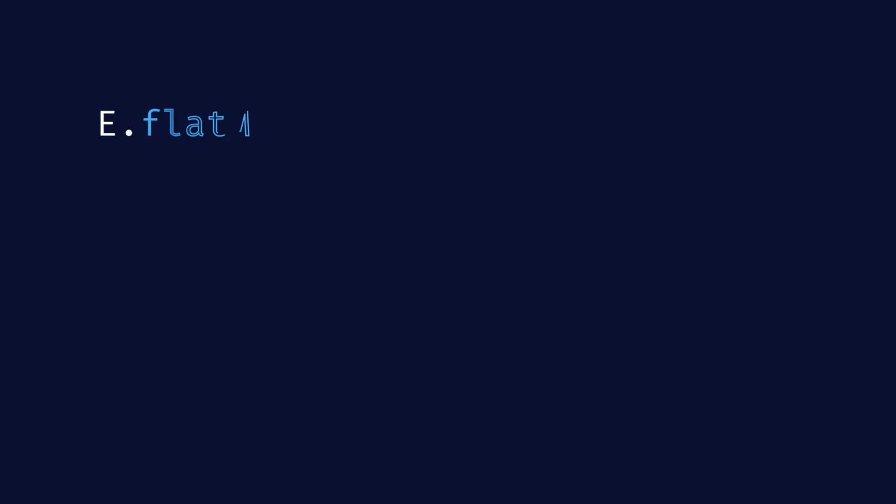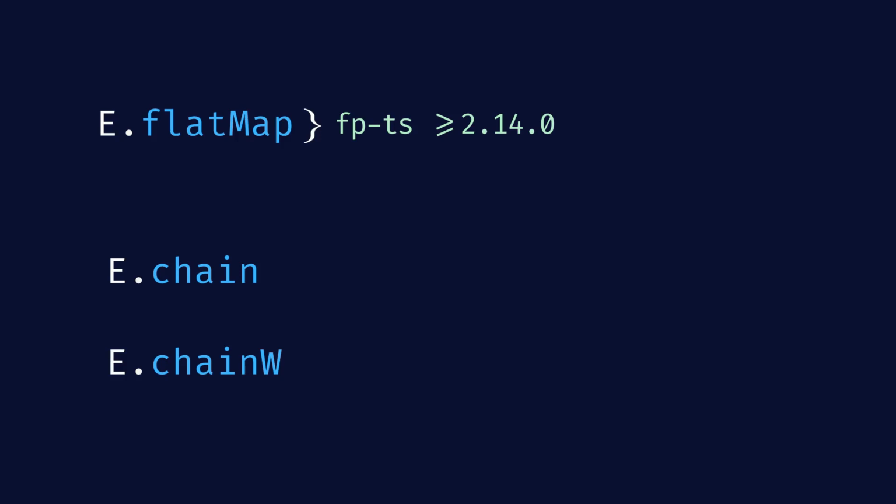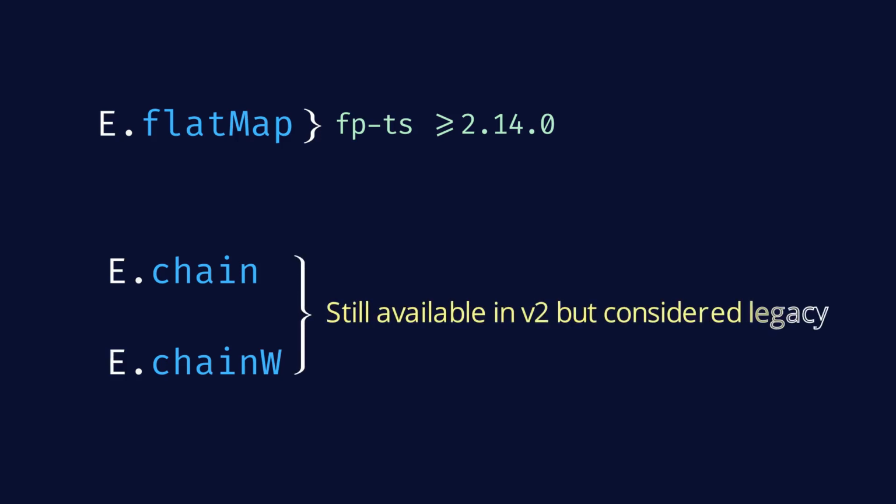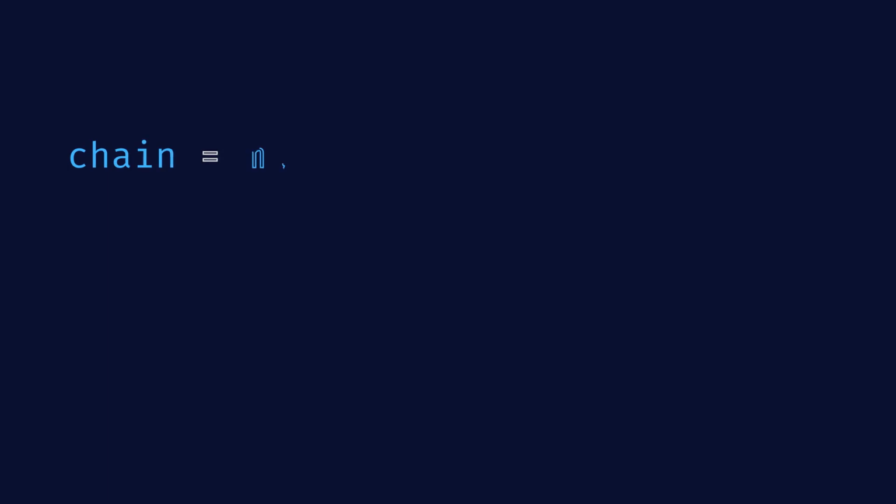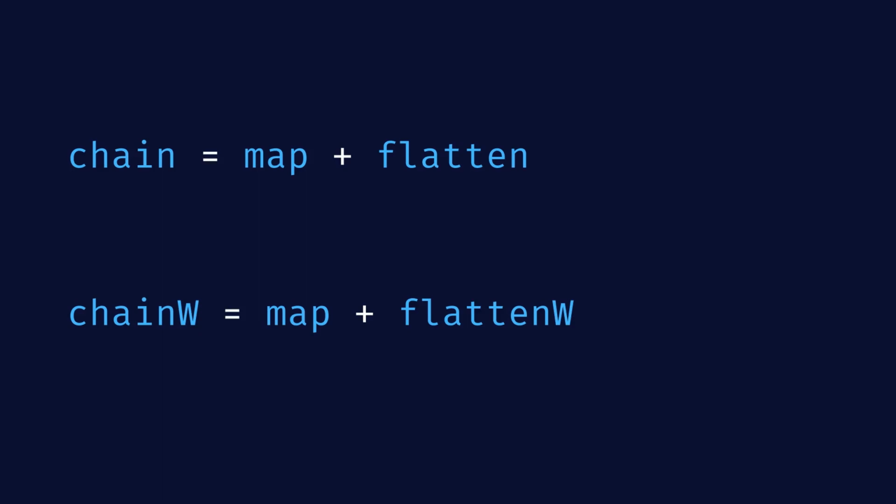It's important to note that Either flatMap was introduced in fp-ts version 2.14.0. In prior versions, the equivalent functions were chain and chainW, which, by the way, are still available in v2 but considered legacy. Chain is the combination of map and flatten, while chainW is the combination of map and flattenW. So flatMap is the new name for chainW, while there's no new equivalent for chain. That shouldn't be a problem because it's not common to want to enforce that a nested Either has errors of the same type. It should be fine to let the error type widen when dealing with different errors.